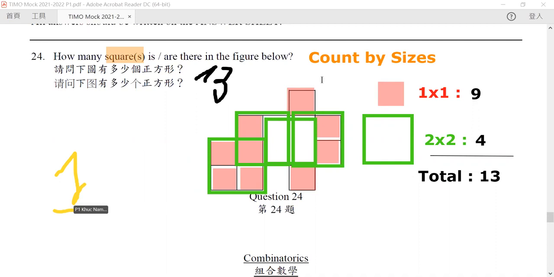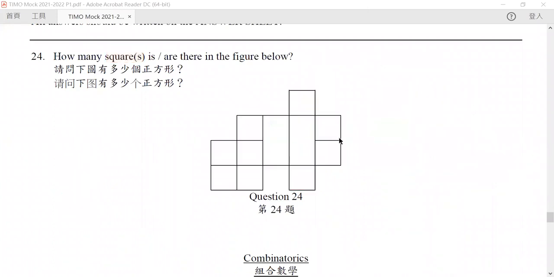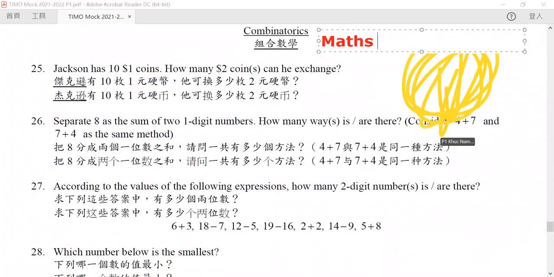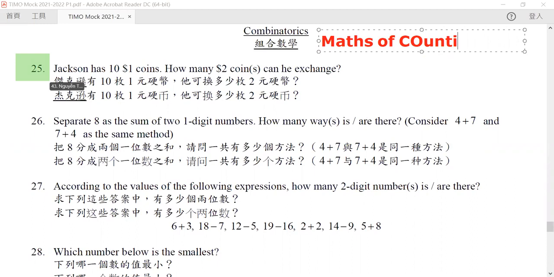Okay, so let's look at our final section, which is our topic of combinatorics. Now, what do we mean by combinatorics? Combinatorics is a method of counting. It is the math of counting. So we will continue to count all these numbers. Okay, so let's go to our question number 25.